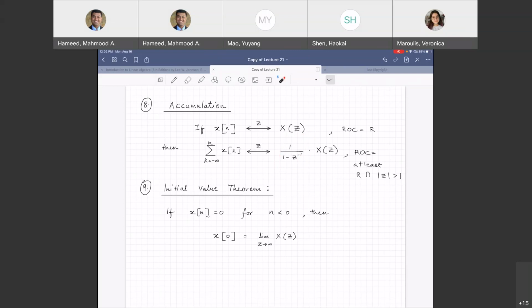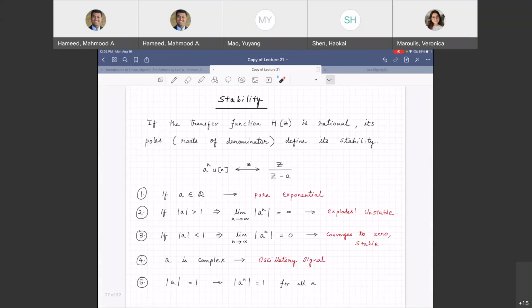Next, initial value theorem. If X of N is 0 for time less than 0, then what you can say about the first element of X of N is that it is going to be limit Z tends to infinity X of Z. Take the Z transform, evaluate the limit of Z tending to infinity. That's how you will get X of 0.